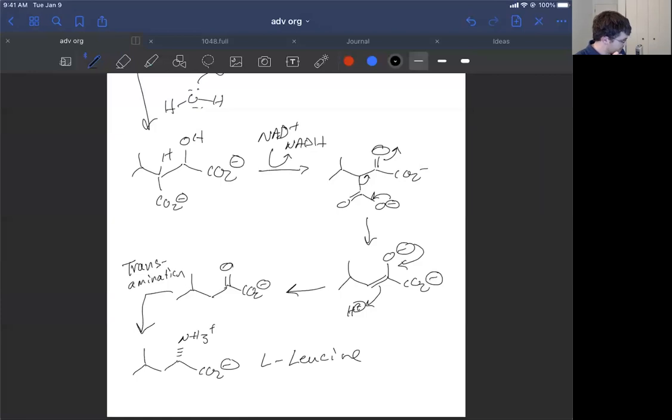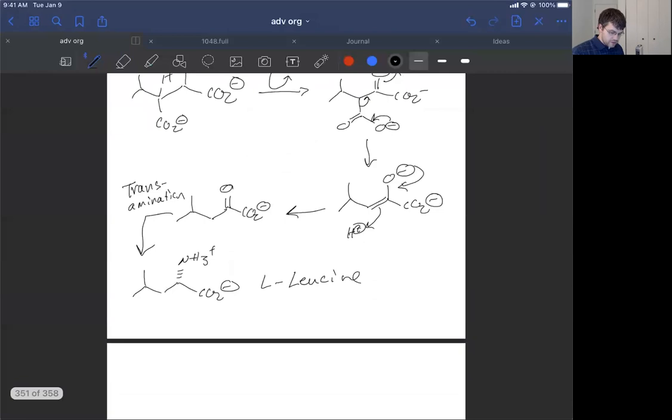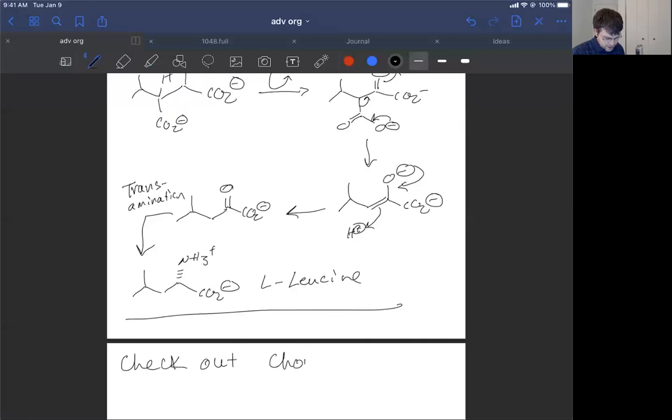Okay, so there is a cool pathway discussed on page 314 of the book. I'm not going to go through it. I'm going to go through the fun part of it, but we are going to kind of skip over. So I'm just going to invite you to check out the chorismate pathway.